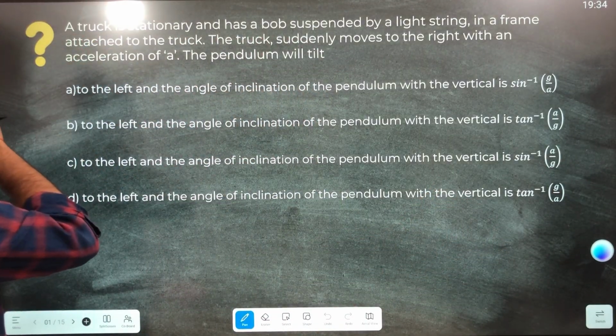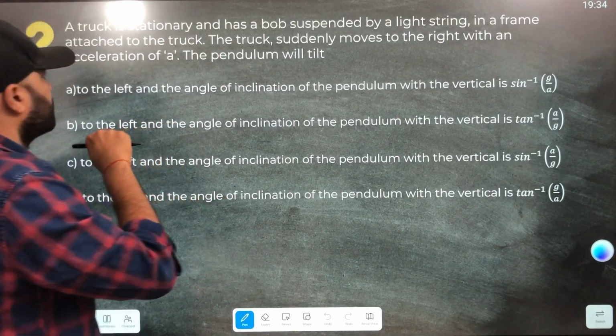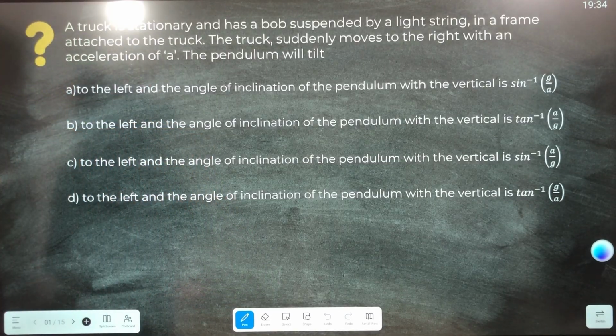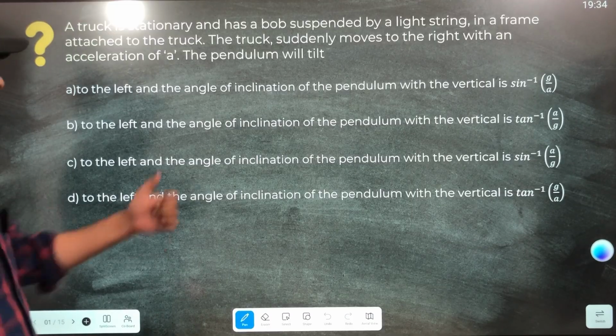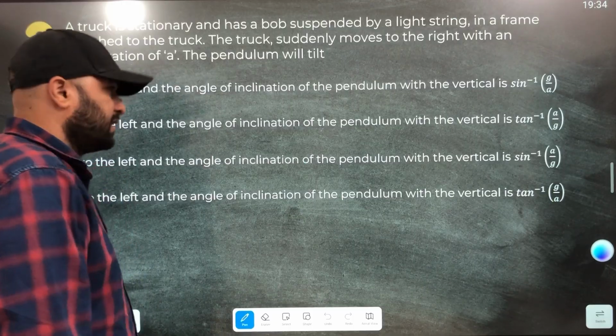The question says a truck is stationary and has a bob suspended by a light string in a frame attached to the truck. The truck suddenly moves to the right with an acceleration a. The pendulum will tilt in which direction? Let me explain this question in very simple language.